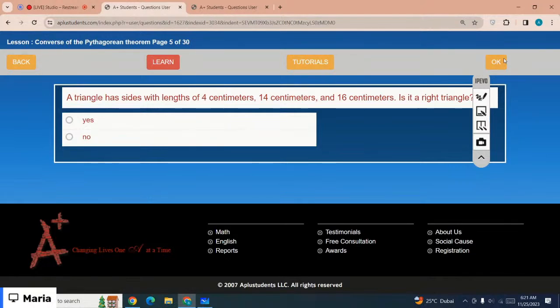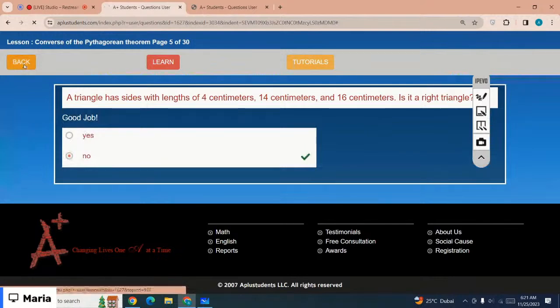14 square is 196 plus. The correct option is no. This is not a right angle triangle, right? Okay, you can complete the lesson by yourself later today. Let me just move on to the next lesson.